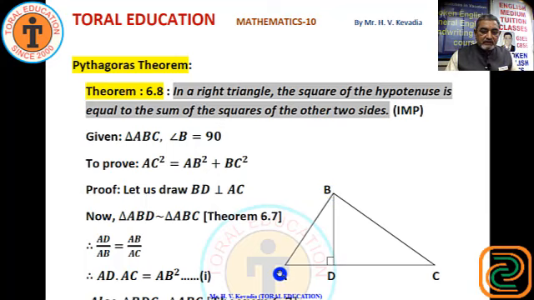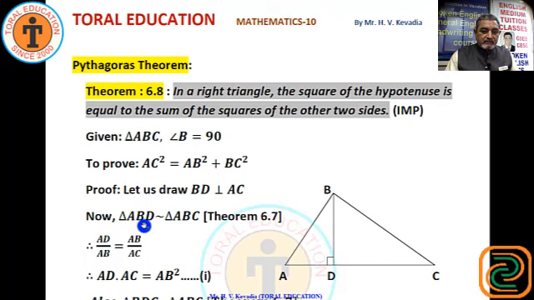ABC is the triangle right angled at B. So we are given triangle ABC, angle B equals 90. Proof: we have to prove that AC square, AC is the hypotenuse, equals AB square plus BC square. AC square equals AB square plus BC square, right? We have to prove this.